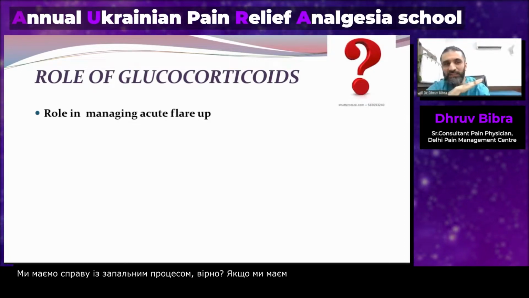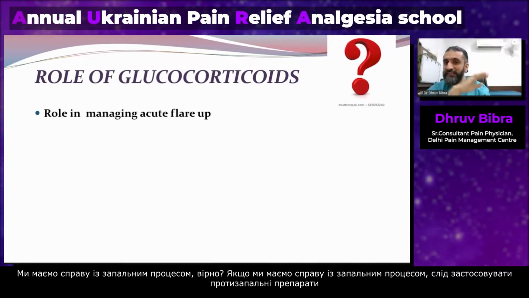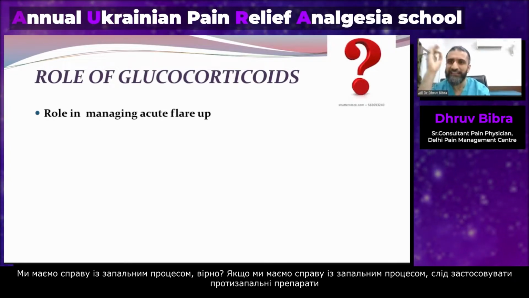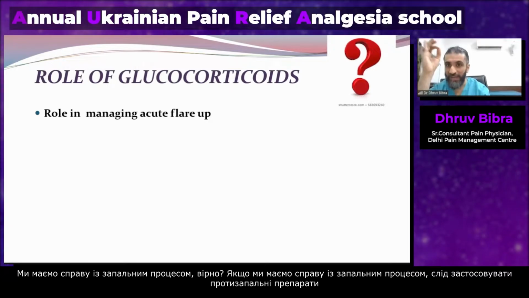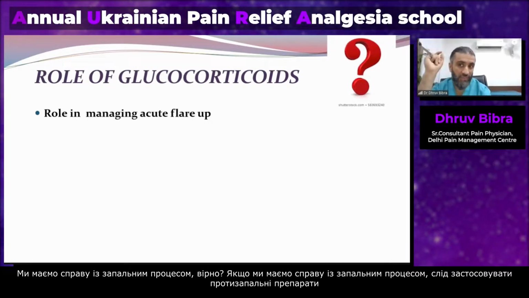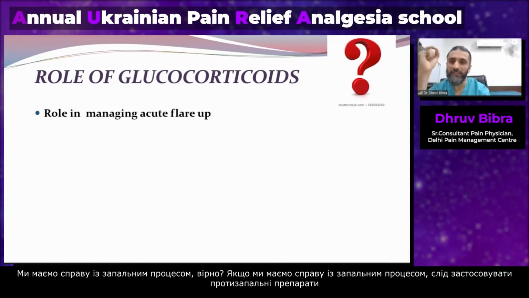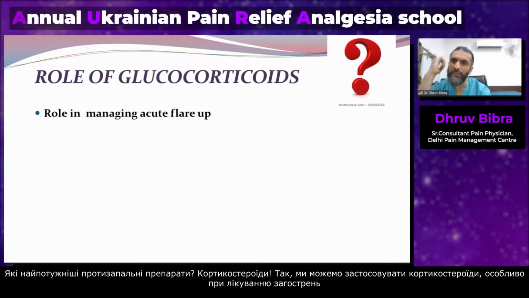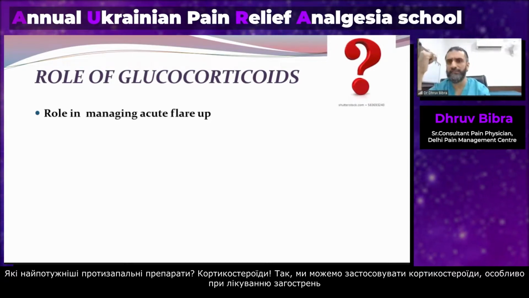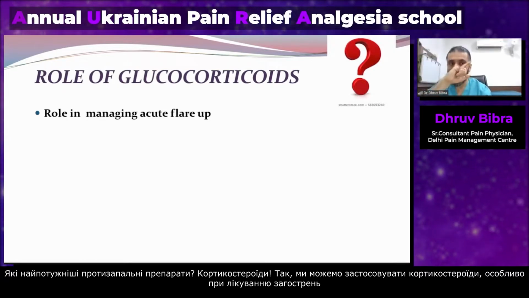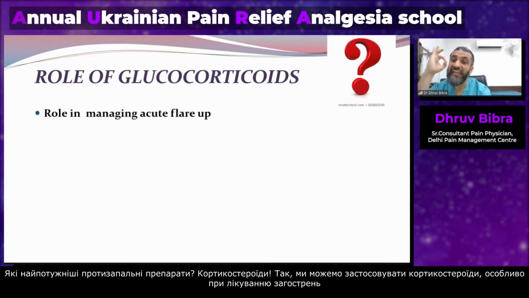Now, the answer to that is: see, the thing is, what we are dealing with is an inflammatory condition, right? So, if we are dealing with an inflammatory condition, we have to use an anti-inflammatory. And the most potent anti-inflammatory that we know is corticosteroids. So yes, we can use corticosteroids, especially when we are managing an acute flare-up.